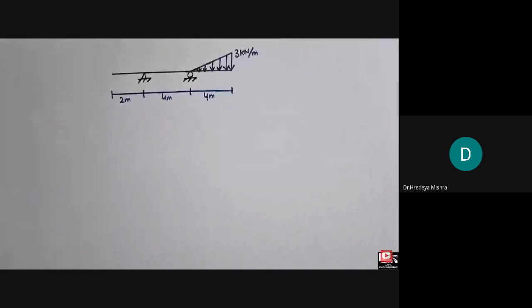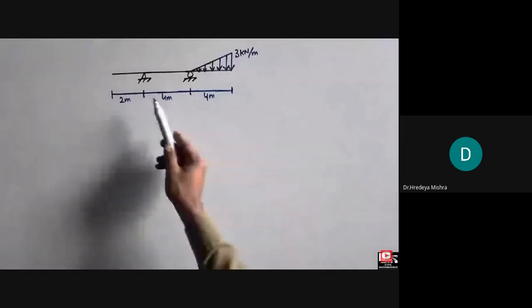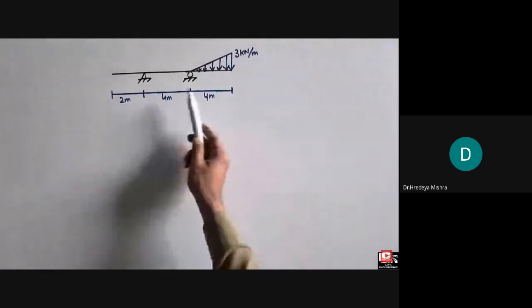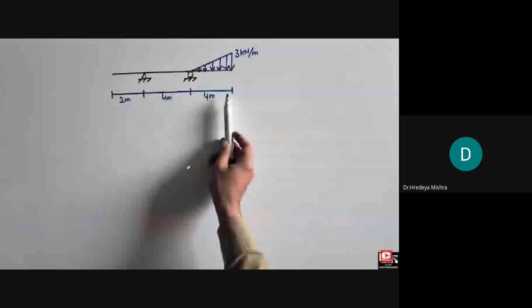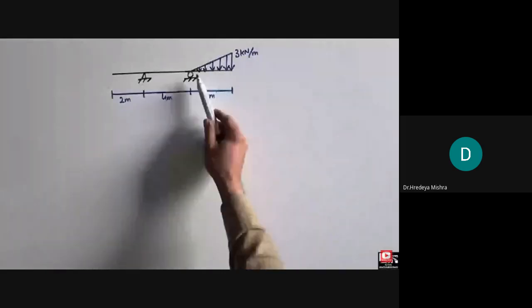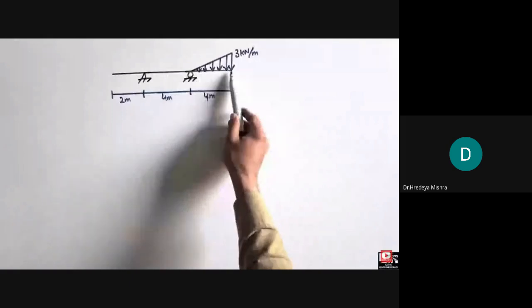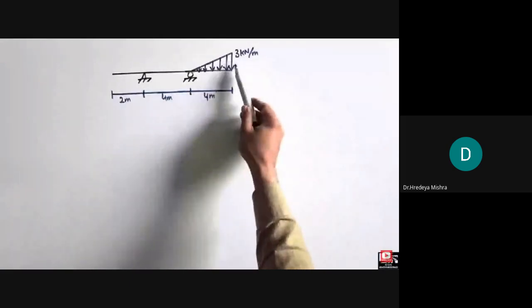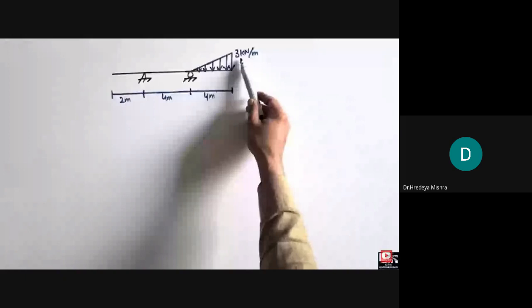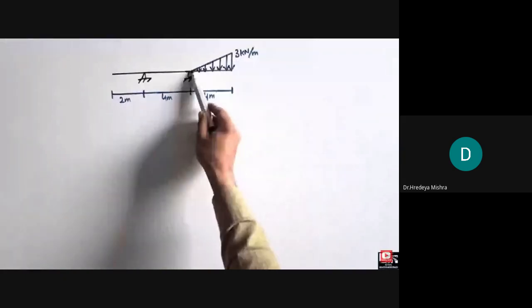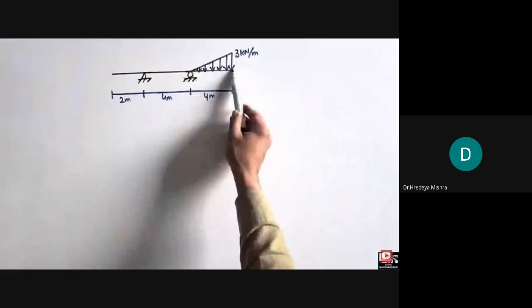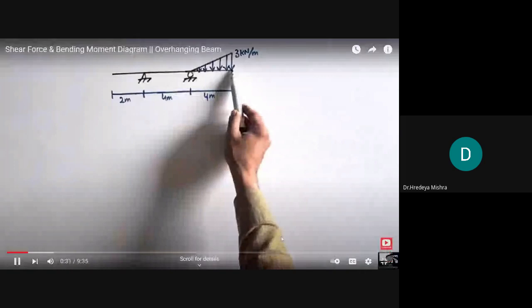In today's lecture, we are going to analyze this overhanging beam. This is an overhanging beam of total length of 10 meters, and there is a triangular load acting on one portion of the overhanging beam, and the maximum magnitude of the load is 3 kilonewton per meter, starting from the support and ending at the last end of the beam.